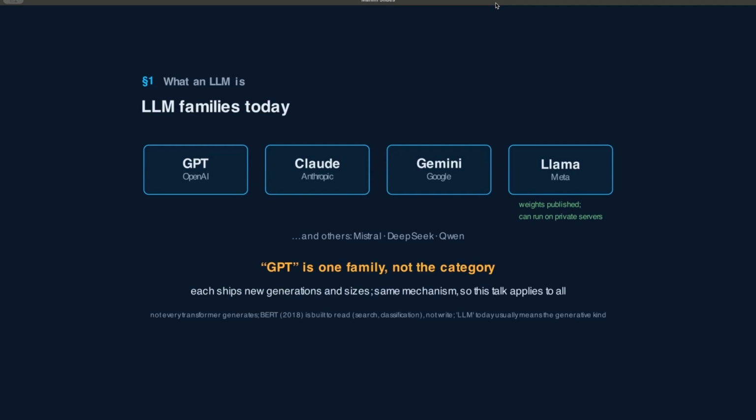The main thing to highlight here is that GPT, Claude, and Gemini are all closed source models, which means that we can't really see their internal workings. We can just access them through their platform, and we have to pay for that. Llama is the only exception to this, where they do actually publish the model itself. You can download it and run it on your own computer if you have a strong enough computer. And you can basically own your model in that sense.